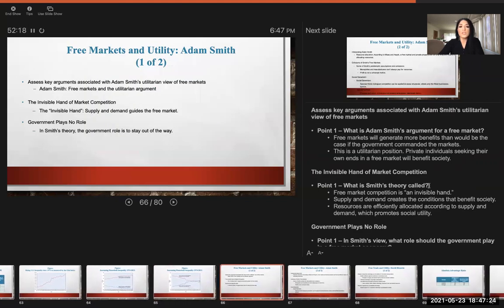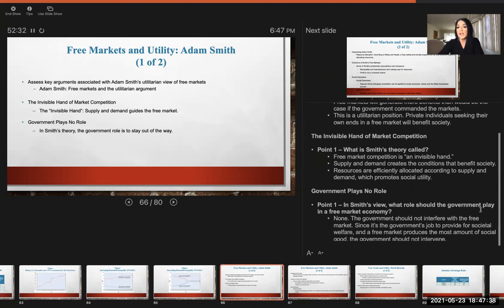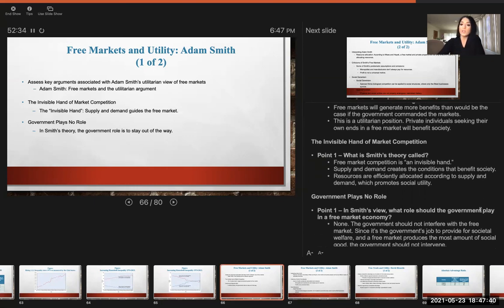Now, free market and utility. Adam Smith's argument for free market was that free market will generate more benefits than would be the case if the government commanded the market. This is a utilitarian position, and private individuals seeking their own ends in the free market would actually benefit the society. What was his theory called? It was free market competition as an invisible hand. Supply and demand created the conditions that benefit society, and resources are efficiently allocated according to supply and demand, which promotes social utility.